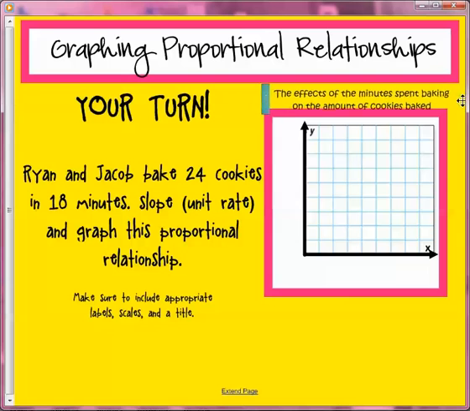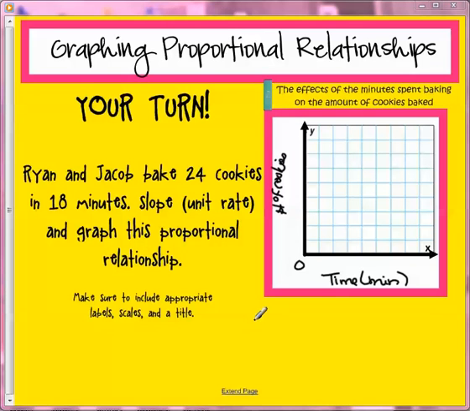Okay, so the first thing that I do is I make sure that I have my titles. So we have 24 cookies in 18 minutes. So that means if we simplify this, what number goes into both 24 and 18? Well, if we simplify, both can be divided by 6, so we get 4/3. When we look at this, that means that's 4 cookies every 3 minutes.